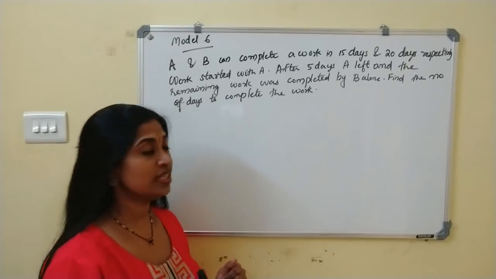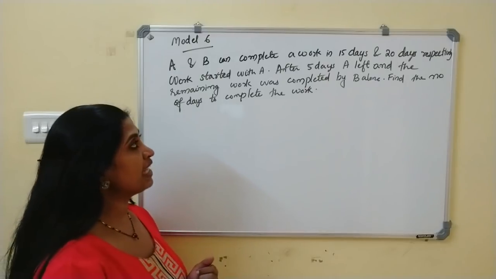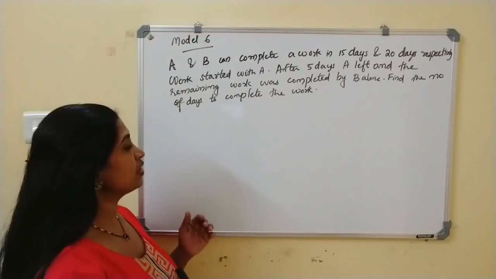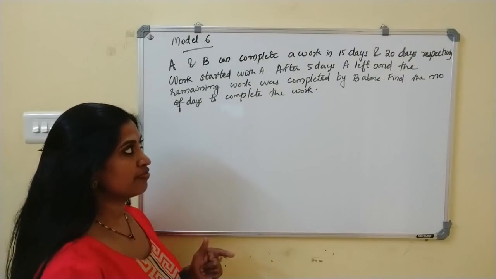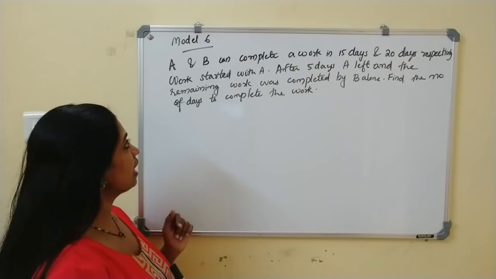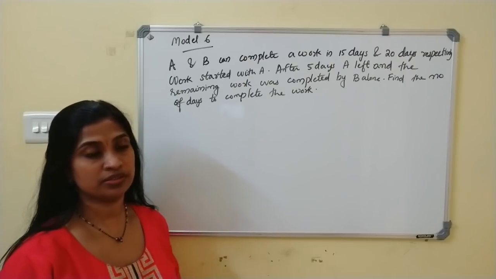This is the next question. A and B can complete a work in 15 days and 20 days respectively. Work started with A. After 5 days, A left, and the remaining work was completed by B alone. Find the number of days to complete the work.